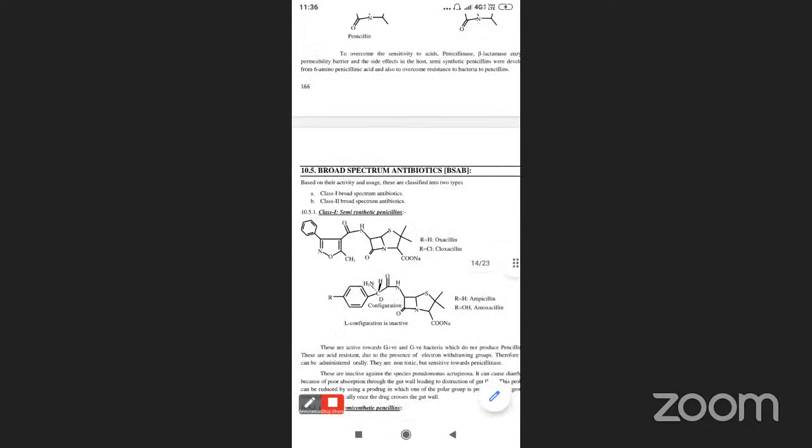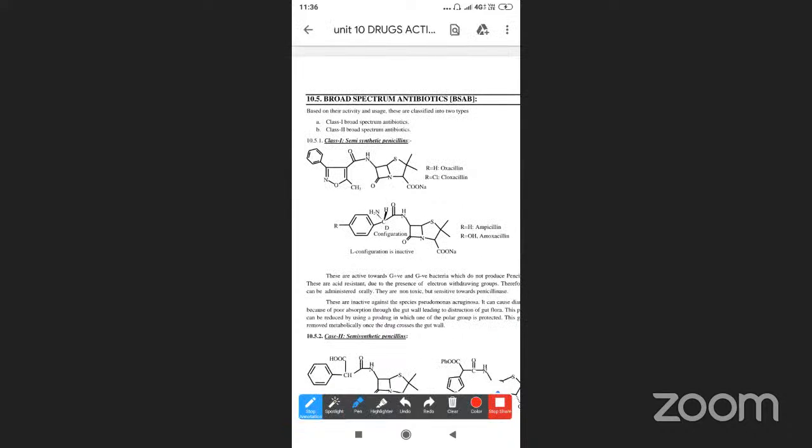So if you keep the benzyl, methyl phenyl oxazole here, then it becomes oxacillin. In place of R, if you keep the chlorine, then it is cloxacillin. Oxacillin and cloxacillin here. And one more compound is there.